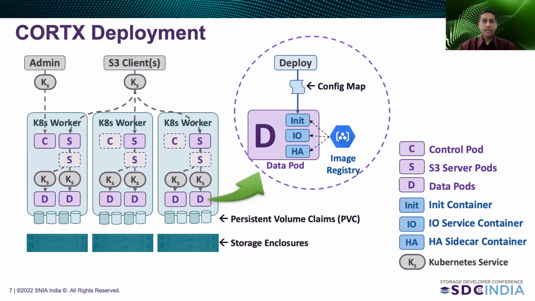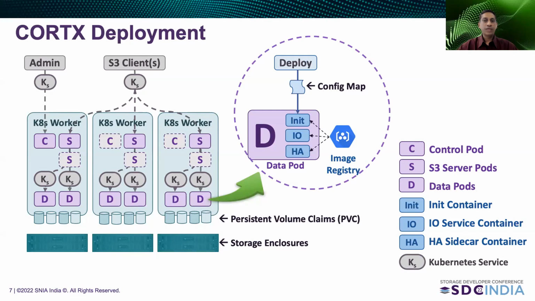The sidecar container helps with the support for failure handling. It communicates with the monitor service to receive events about the failures and then directs the IO service to switch to degraded mode in case of failure. S3 server and control pods have a similar structure and have respective init containers for bootstrapping of the services.